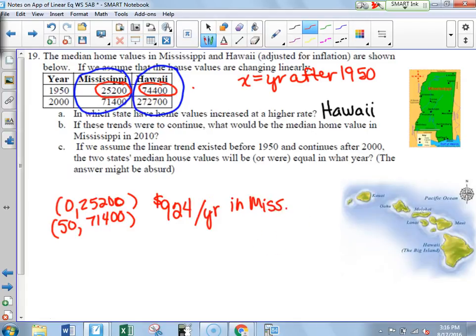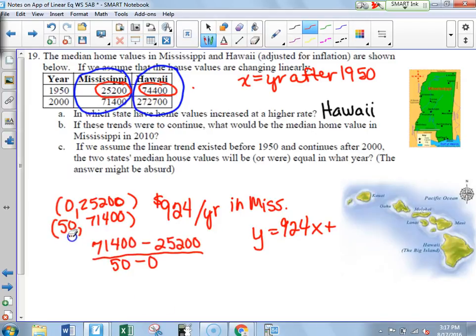So what would the equation for Mississippi be? 924x plus, did I do something wrong? I'm doing slope, okay? So it's y minus y and x minus x. That better? Okay, 924, that's what this came out. And the intercept, we already decided that year 0 was what? For Mississippi.